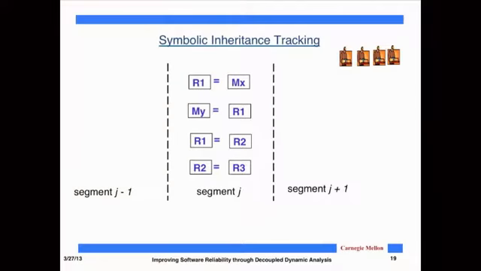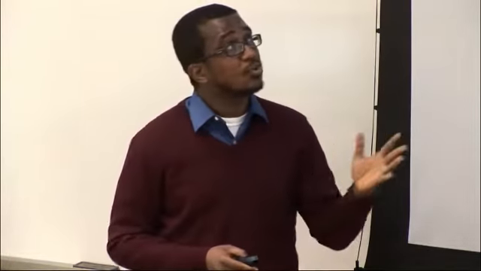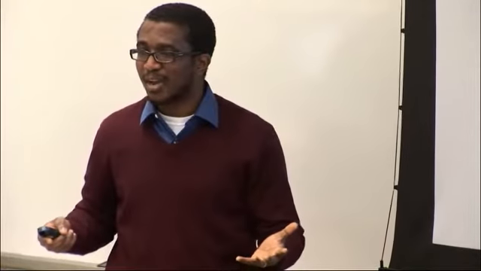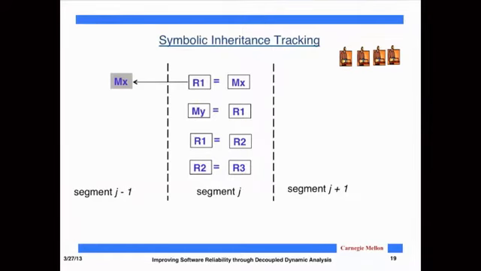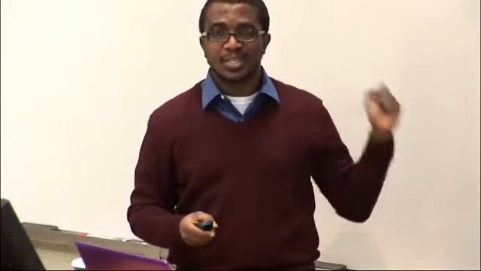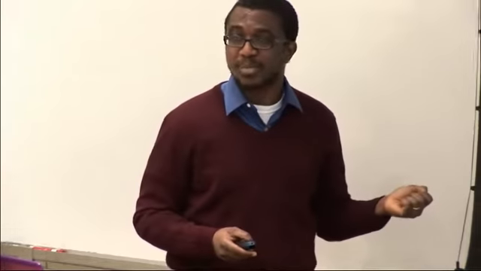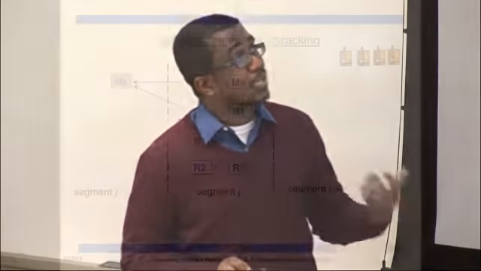So what do I mean by symbolic inheritance tracking? Here we're in parallel, in the first phase, where we're trying to propagate the inheritance. Let's start with the very first instruction, where we're copying from memory location MX into R1. What is the taint status of MX? We don't know. That's fine. All we record there is the fact that the taint status of R1 now is whatever the taint status of MX was in the previous segments. And that's the inheritance.